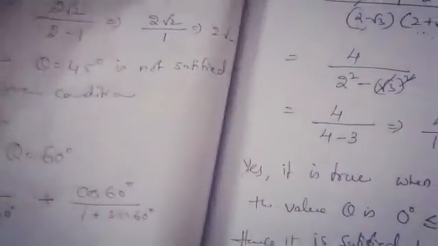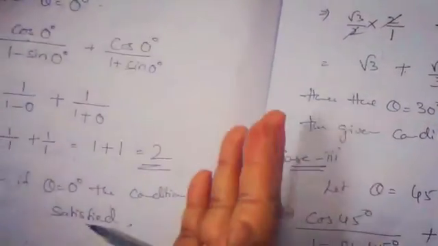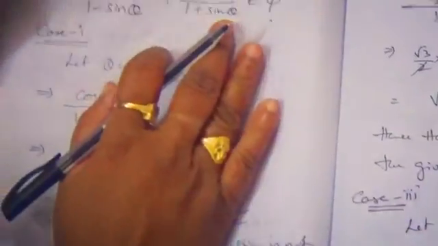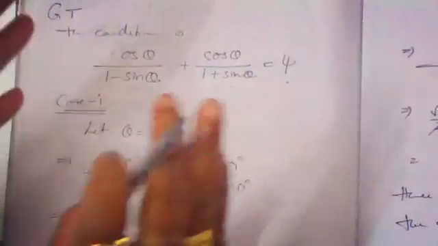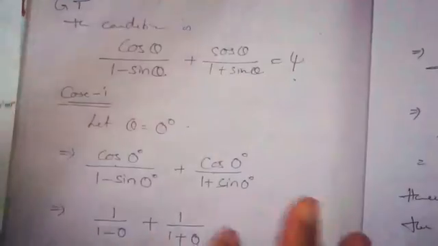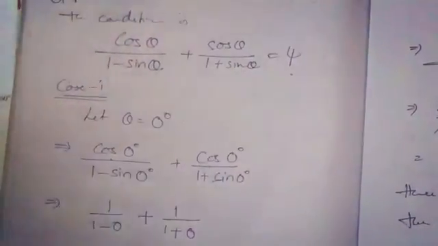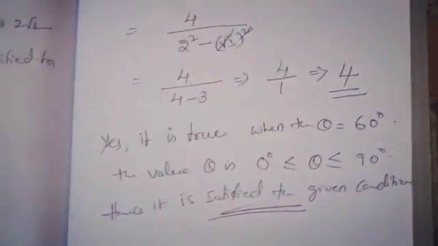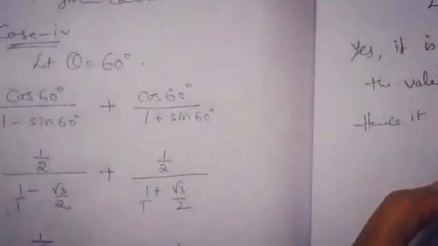Just for fun, you have to check case 1, case 2, case 3, case 4. It is a think and discuss sum, maybe it will come in the examination or not. Somehow it is very lengthy. Is the given condition proved by 4 or not? For each and every value of theta, 0 degrees, 30 degrees, 45 degrees, 60 degrees, everyone has to check. And at last we got the value 4 at theta equal to 60. That is how we finished this think and discuss. Thank you.